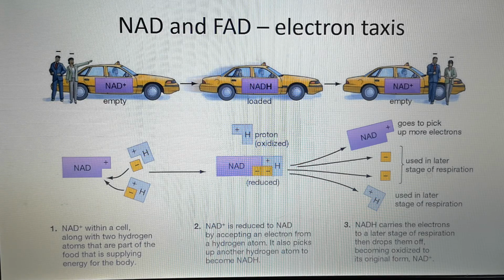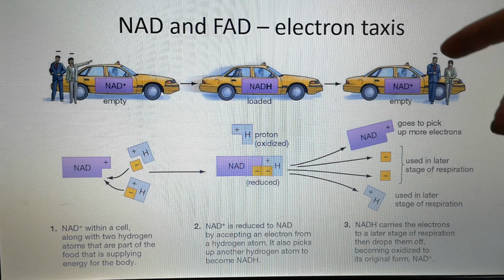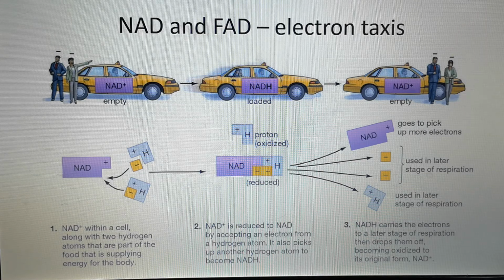So what they do is they jump into a taxi. The electrons move from one molecule into the NAD molecule because the NAD molecule can receive electrons. They then move along. The electrons get to the next pub, or the next molecule, whichever way you want to think about it, and then they're released. They get out of the taxi, and they can go into the next pub, or they can reduce the next molecule.